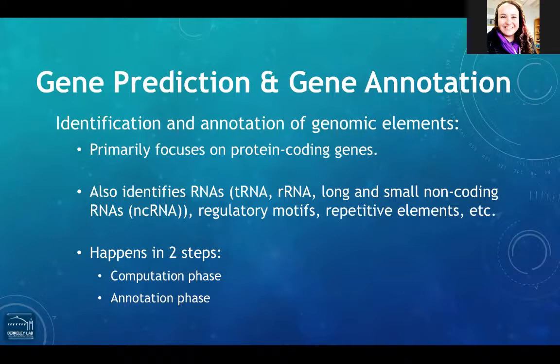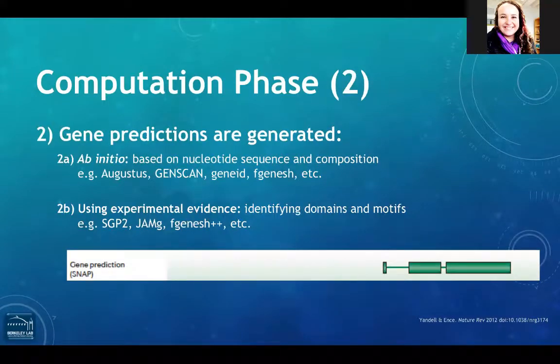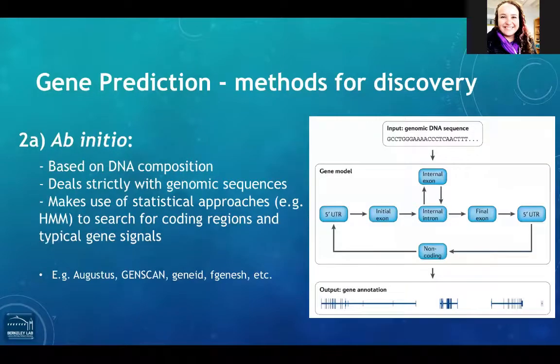This all comes from information that was nicely put together by Mark Yandell and Daniel Ence a couple of years ago. So in that computational phase, we have experimental data that are aligned to the genome, so RNA-seq reads, for example, are aligned to the genome. As well, there is the possibility of generating these gene predictions ab initio, just simply based on the nucleotide composition, and/or using experimental evidence to identify domains and motifs. And what you would end up with is something like that bottom gene drawn from the gene prediction.